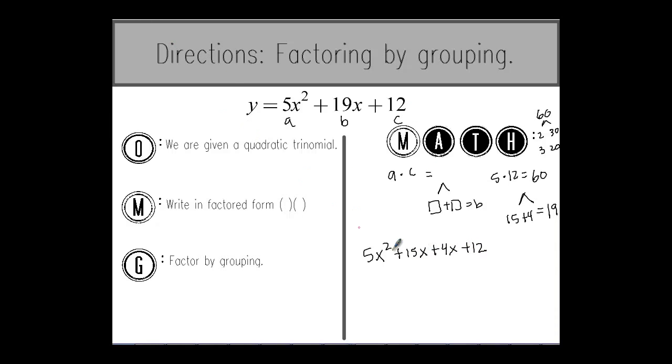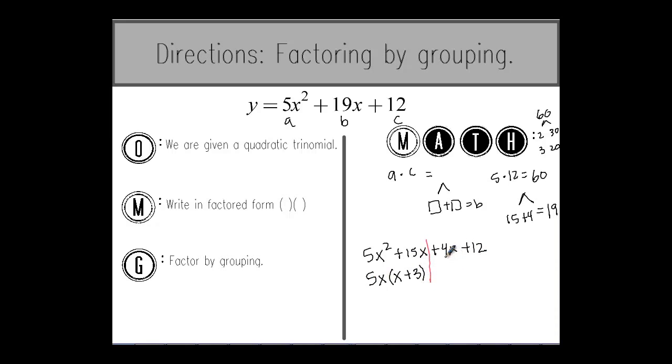To factor by grouping, we're going to cut in half. On the left side, 5x squared and 15x. You can factor a 5 off of both of the numbers. X squared and x, you can factor off an x. So when I go and divide, 5x squared divided by 5x leaves me with just an x. 15x divided by 5x leaves me with just 3. The x's cancel, and 15 divided by 5 is 3.